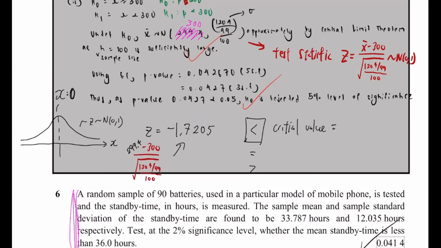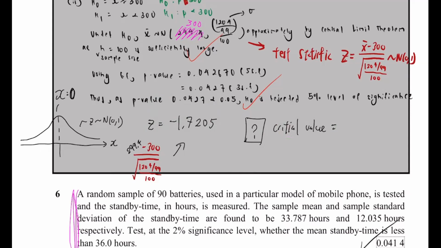So now we got the test statistic value. Just write Z, good enough. Don't confuse yourself. Test statistic value. Then you check with the critical value. What's the critical value?